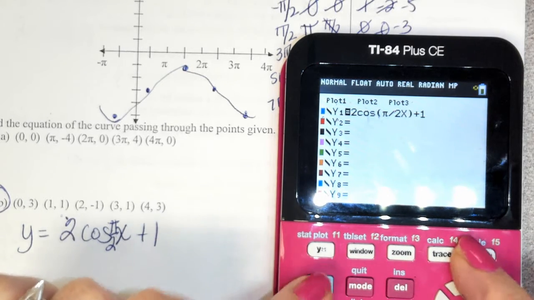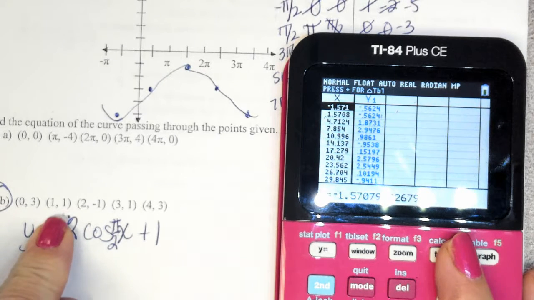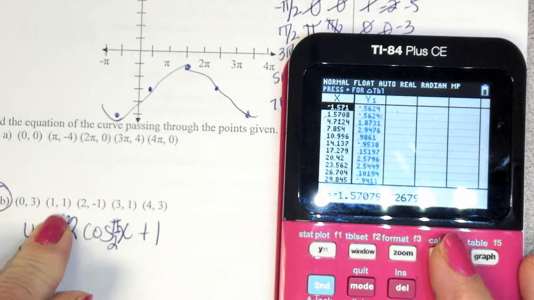Now, if I go and look at my table right now, I should see those points, but I don't. Why don't I see those points? What did I not do?